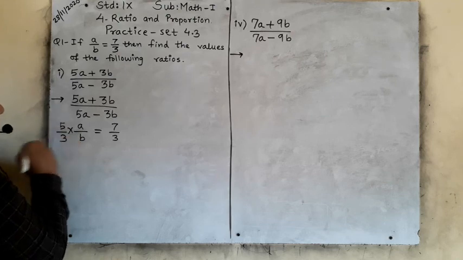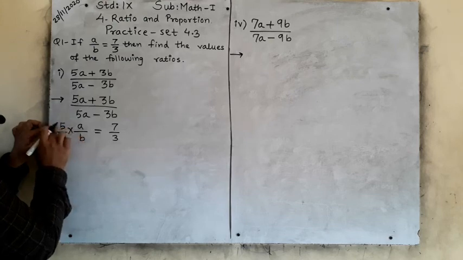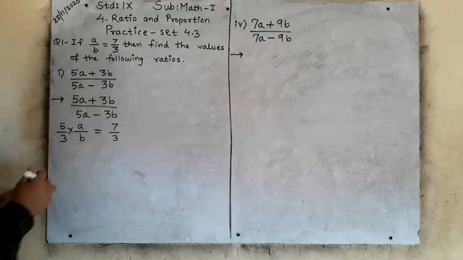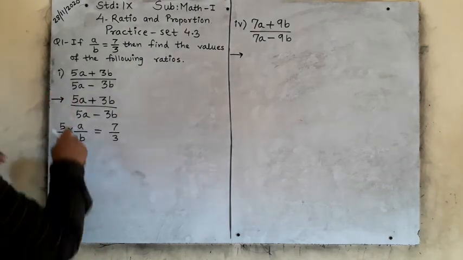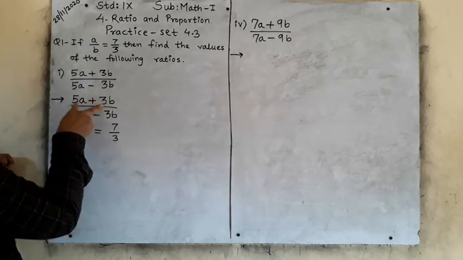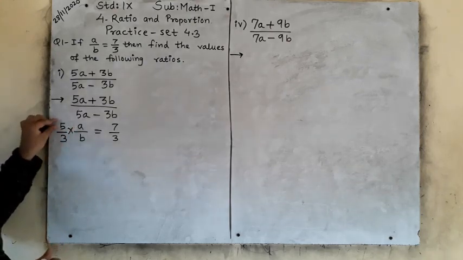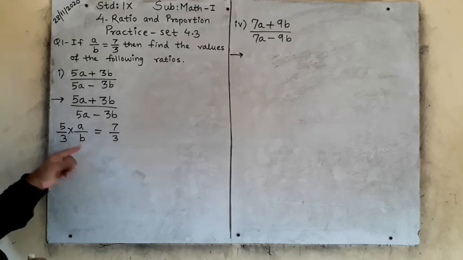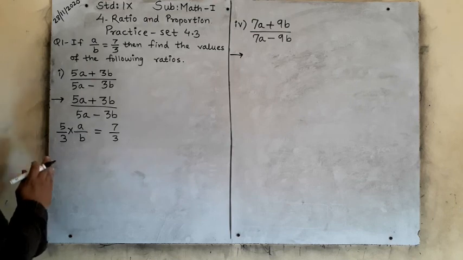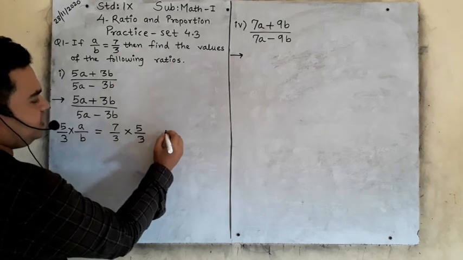So now you will multiply this ratio by 5 upon 3. Why? Because we want 5a here, therefore we will multiply a by 5, and we want 3b, so we will multiply b by 3. It is very simple: you have to focus on the coefficient of a and the coefficient of b, and multiply these coefficients to this ratio. If you are multiplying the left hand side, you should multiply the right hand side as well.